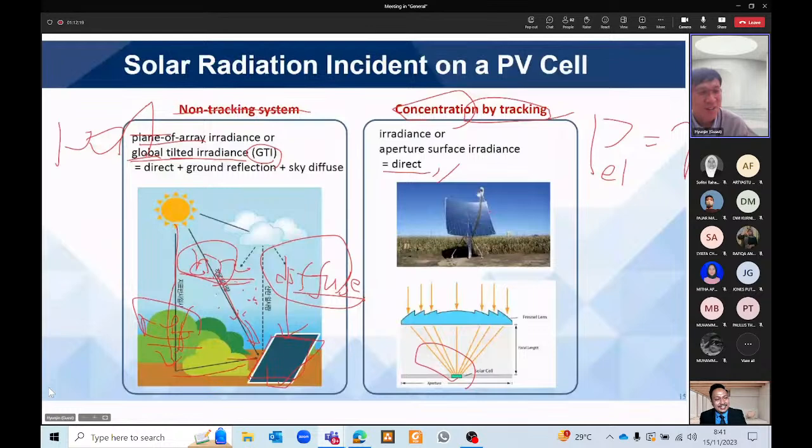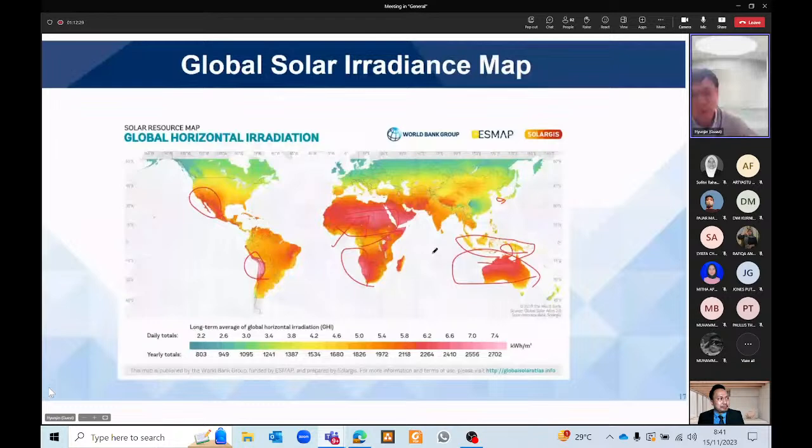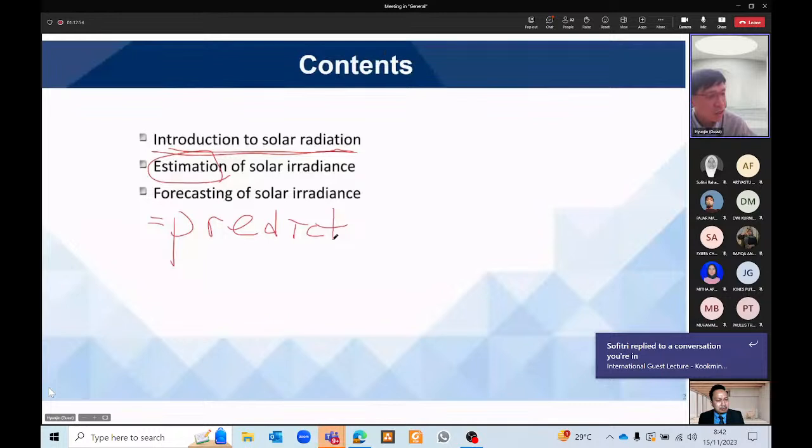That's better. Okay, so from now on, I'm going to explain how to get these data. So this is a little bit technical. I can move on. So first, that was the introduction. Now, I will say estimation. Next, I will say forecasting. Forecasting is the same word as prediction. What's the difference between prediction, estimation and forecasting?